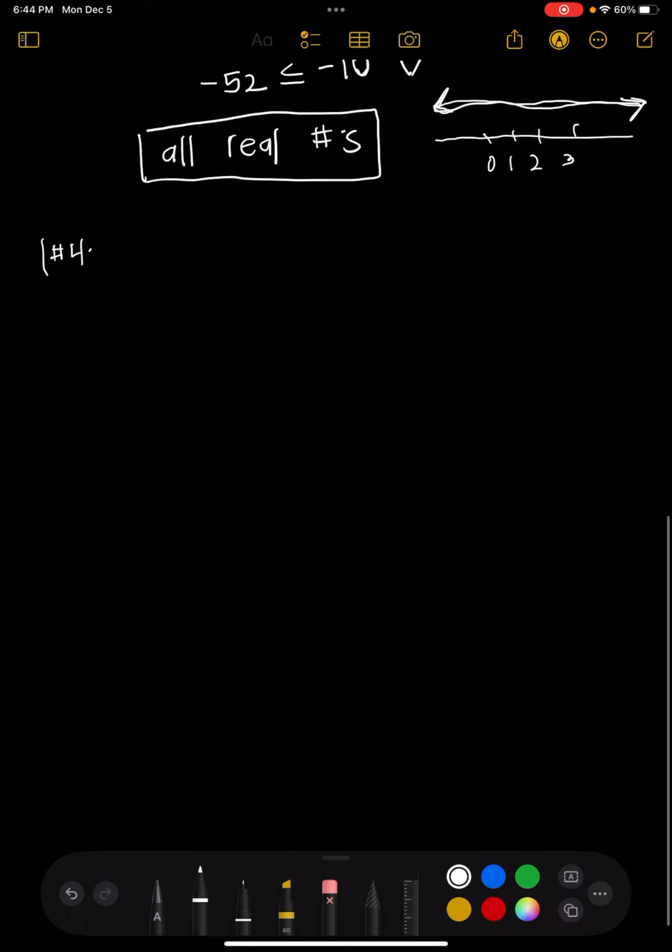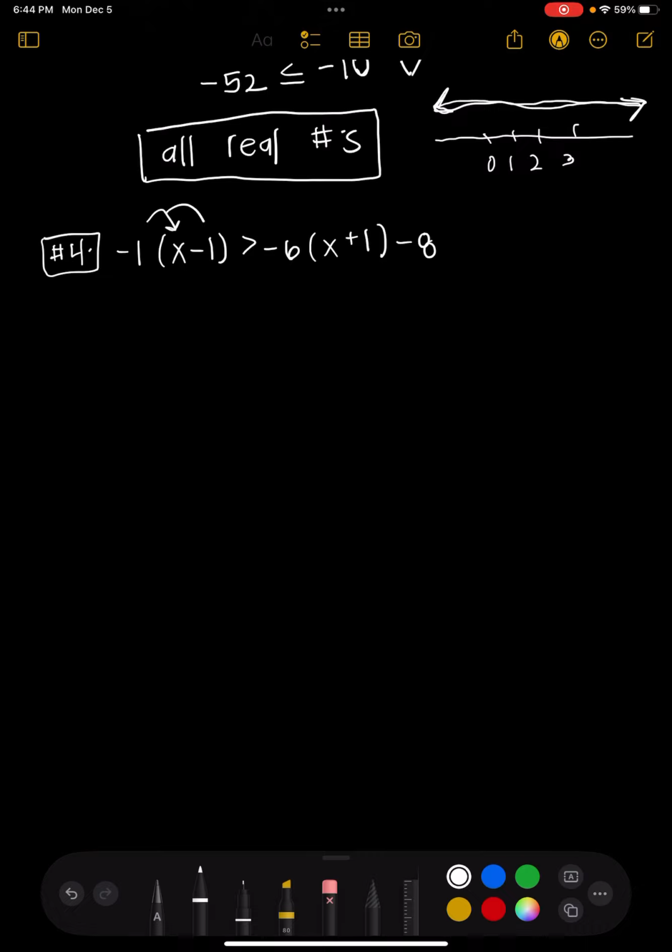Number 4. And this one says negative 1, parenthesis x minus 1 is greater than negative 6, parenthesis x plus 1 minus 8. Okay, once again, first step is to get rid of the parentheses by distributing. So we're going to distribute on the left side and the right side this time. Okay, so on the left side, we've got negative 1 times x gives me negative 1x. Negative 1 times negative 1 gives me a positive 1, so I'm going to say plus 1, greater than.